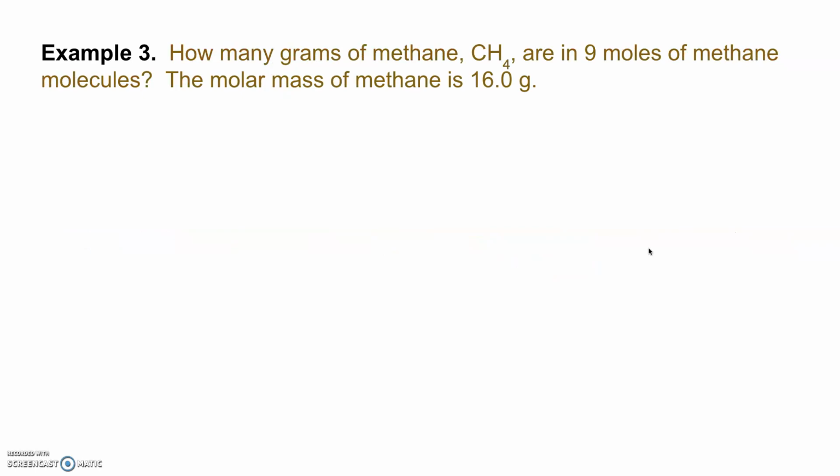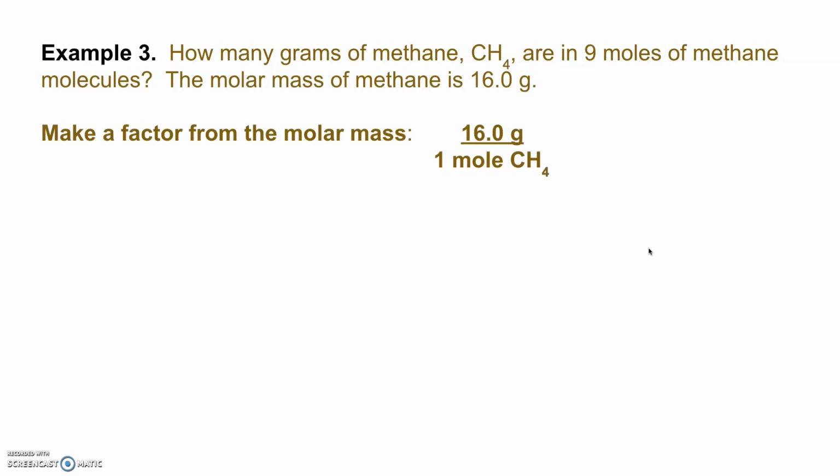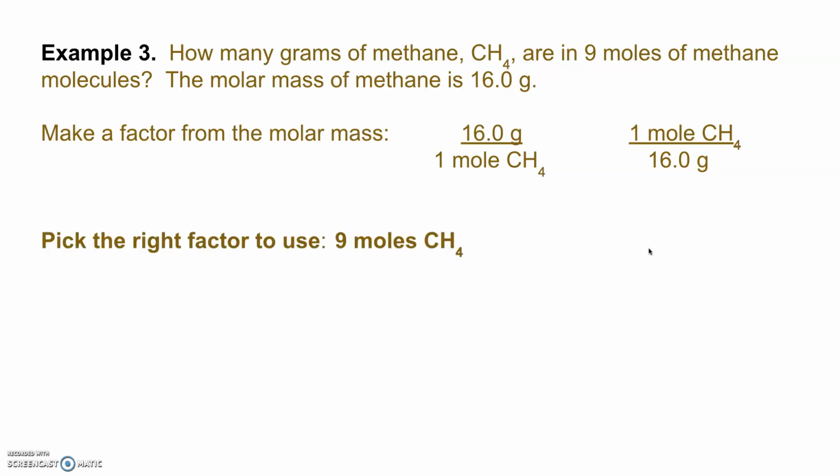Here's another example. This time the question is different. This time we're finding out how many grams of methane, CH4, we have, and we're told how many moles we had. So if we wanted 9 moles of CH4, how many grams would we have to weigh out? We're given the molar mass of methane. We can write it with grams on top and 1 mole on the bottom, or 1 mole on top and 16 grams on the bottom.